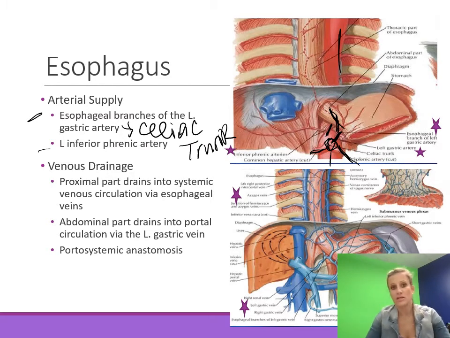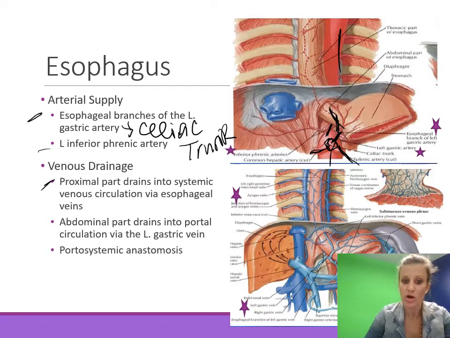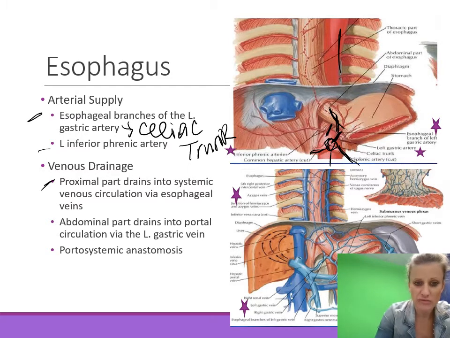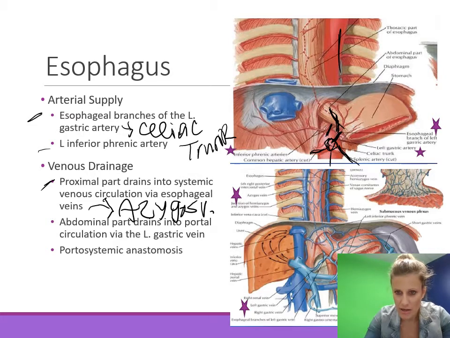Venous drainage from the esophagus down in the abdominal part goes into portal circulation. But venous drainage from the proximal part of the esophagus, the part that's up in the thorax, drains into systemic venous circulation. So just regular venous circulation. And this is via esophageal veins. The esophageal veins drain into the esophagus vein. And you can see that up top here. So these are all esophageal veins on the esophagus, and you can see them draining into the esophagus vein, which is this large vein right here.